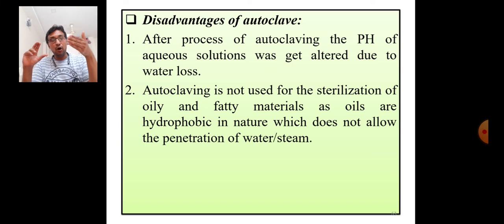That hot steam means that steam which was generated from the hot water is not able to penetrate through the oily material. It is not able to penetrate through the oily material, and that's why oily materials and fatty materials cannot be sterilized by making use of the autoclave as the sterilizer. Understand, student? So this was one of the disadvantages of the autoclave.